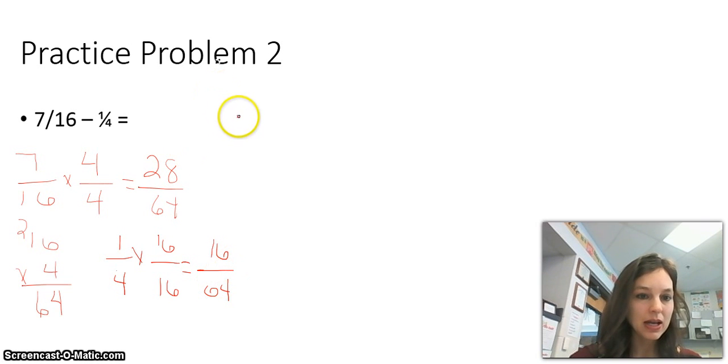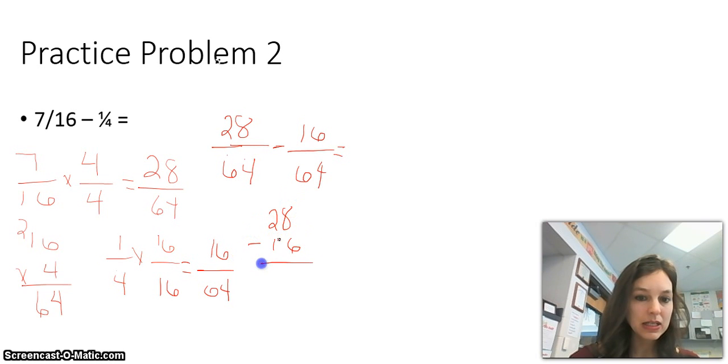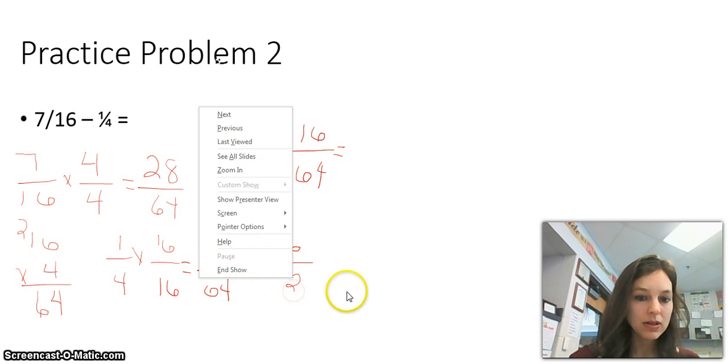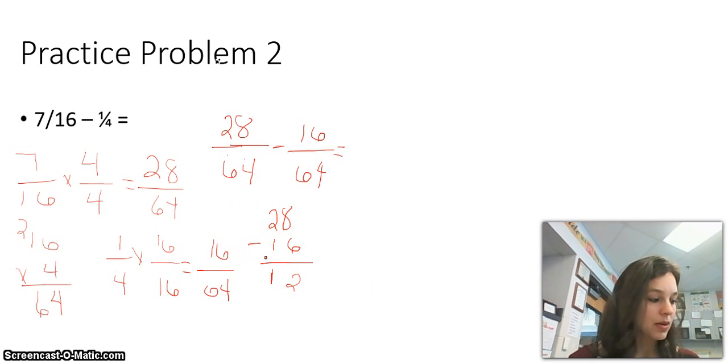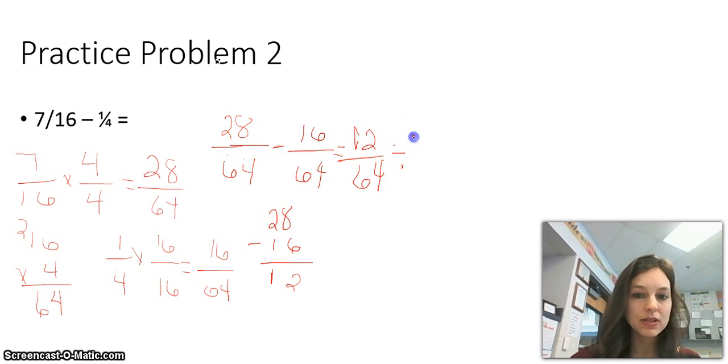So then I'm going to come up here and subtract these. So now I have 28/64 minus 16/64. Now 28 minus 16, 8 minus 6 is 2, 2 minus 1 is 1, so I'm going to get 12/64. Now I'm going to reduce that by dividing by 2/2.